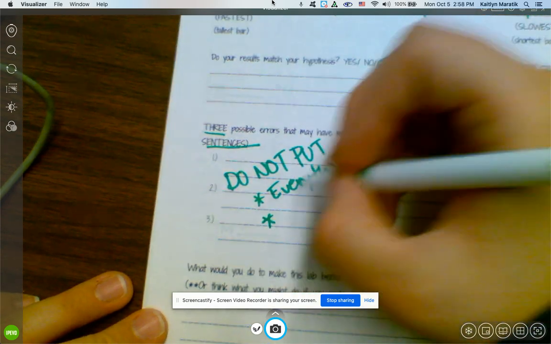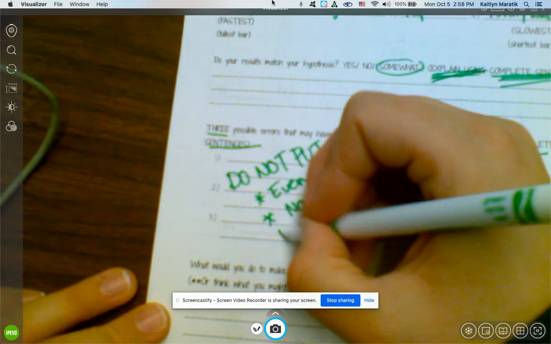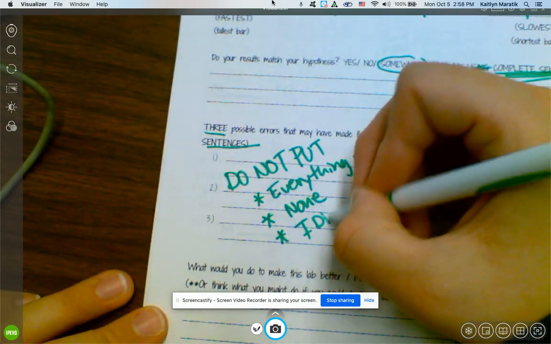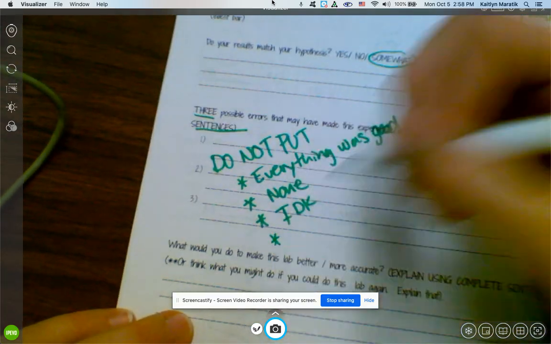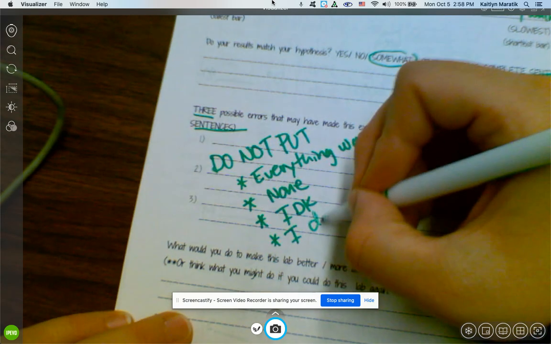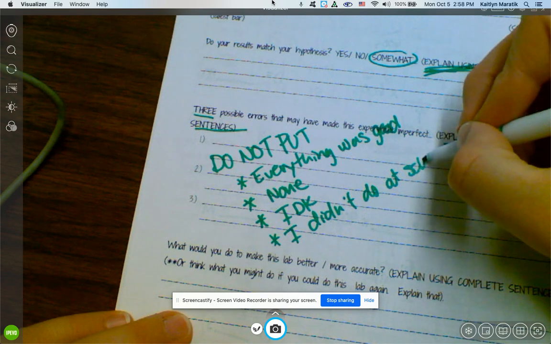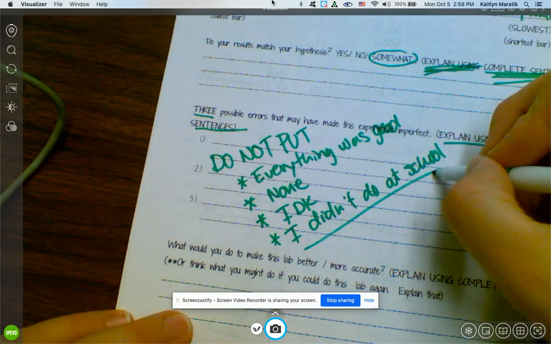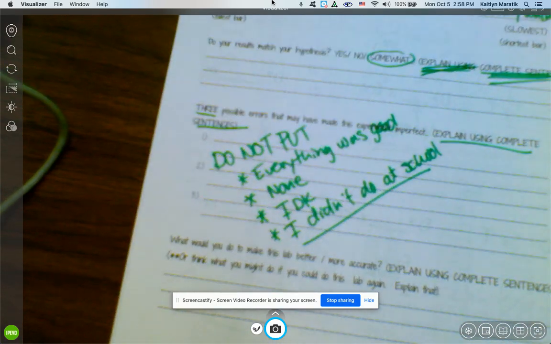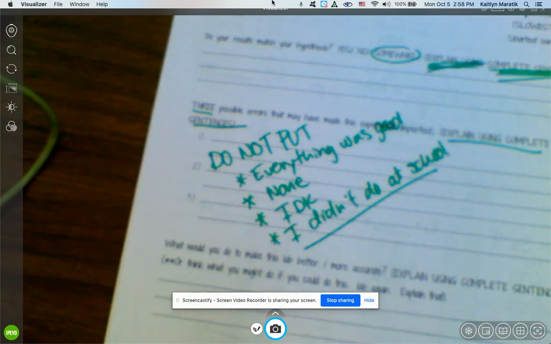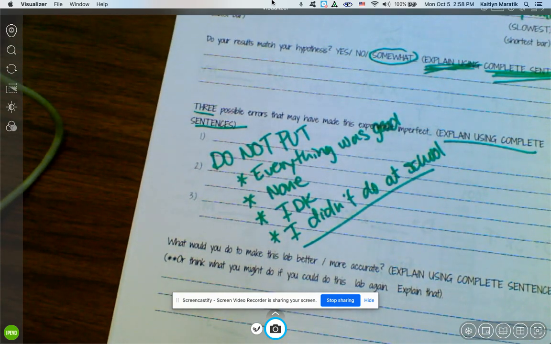Do not put none. Do not put IDK or any version of IDK or I didn't do this at school, I'm not sure. None of these or any variation of these are acceptable. What are things that you did that we tried to make a fair test, but they maybe weren't perfect?